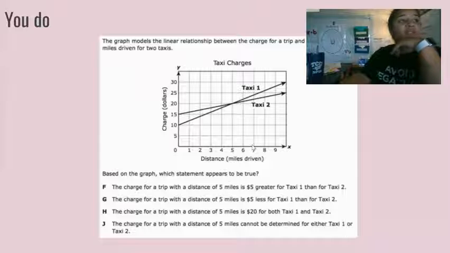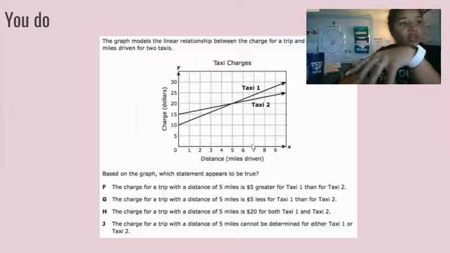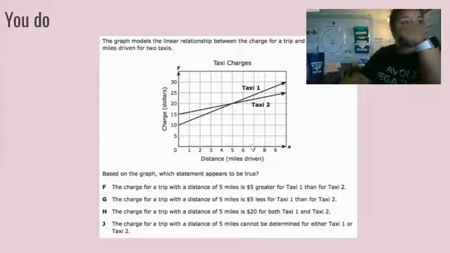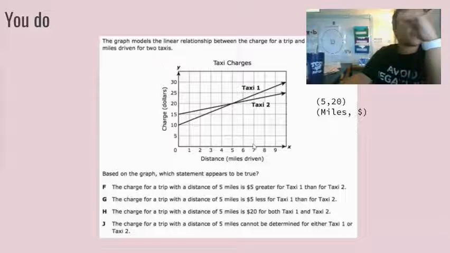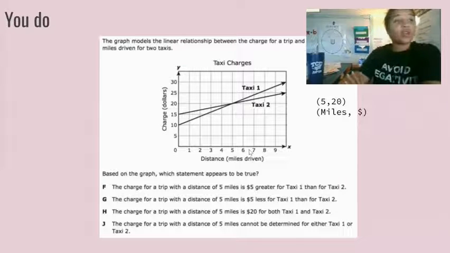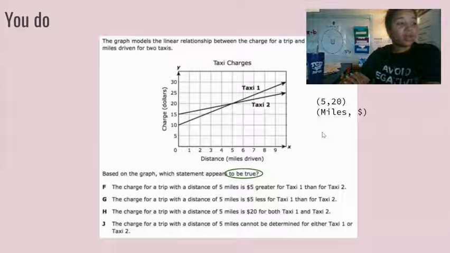This one, graph the models of the linear relationship between the charge of the trip and the number of miles driven. You're basically going to look at the point of intersection and see that in 5 miles, the charge was $20. So we got to figure out which one of these is true. The charge for the trip of distance 5 miles is $5 greater in taxi 1 than taxi 2. No, it's not, because in 5 miles it's the same. So that's false.